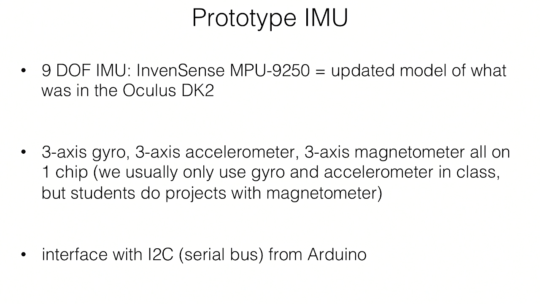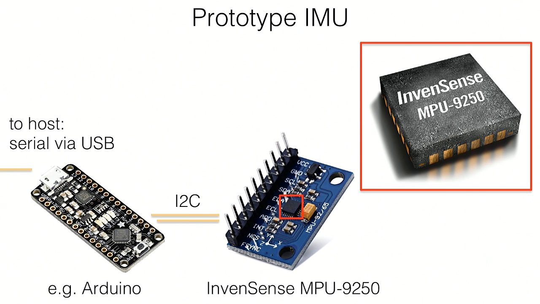So it has 3-axis gyro, 3-axis accelerometer, 3-axis magnetometer, all in one chip. And you can interface it with I2C. So that's a serial bus from the Arduino. If you don't know what I2C is, it's pretty much the easiest way of interfacing anything with an Arduino. So we have an Arduino, in this case a Metro Mini. That's what we used last year in the course. We switched to the Teensy this year.